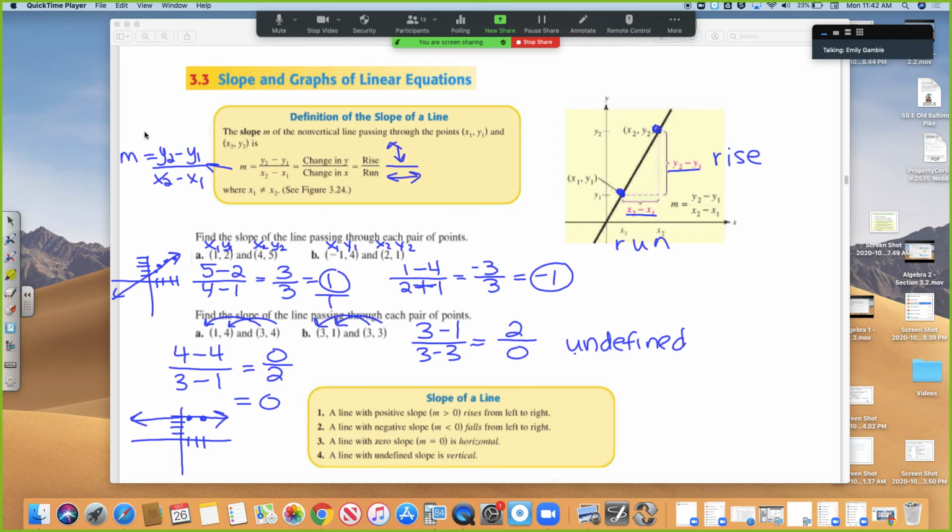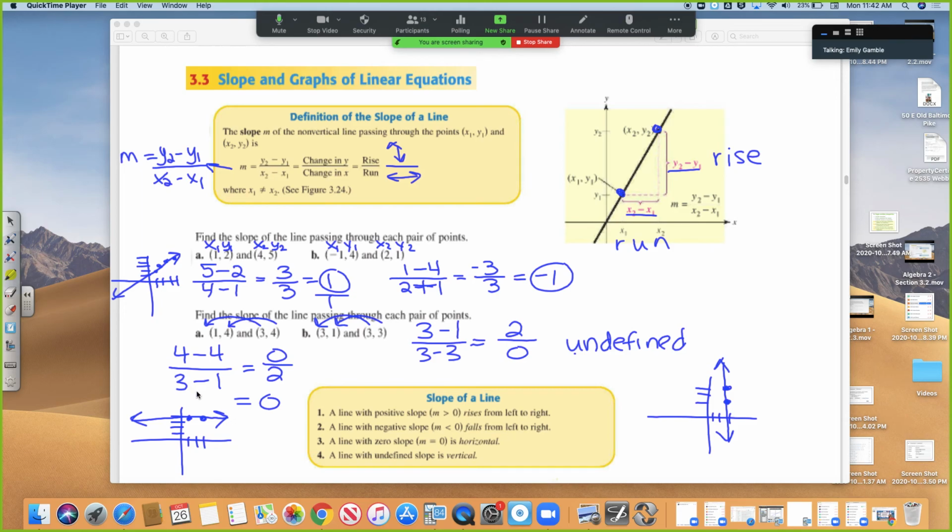There's no steepness. However, this line here, if I was to graph this one, 3, 1 would be here, and 3, 3 would be here. Well, this is not perfect. But if it was, you would see that this is a vertical line, and this steepness is undefined. I can't even put a number to it because the calculator doesn't understand it because it's vertical.